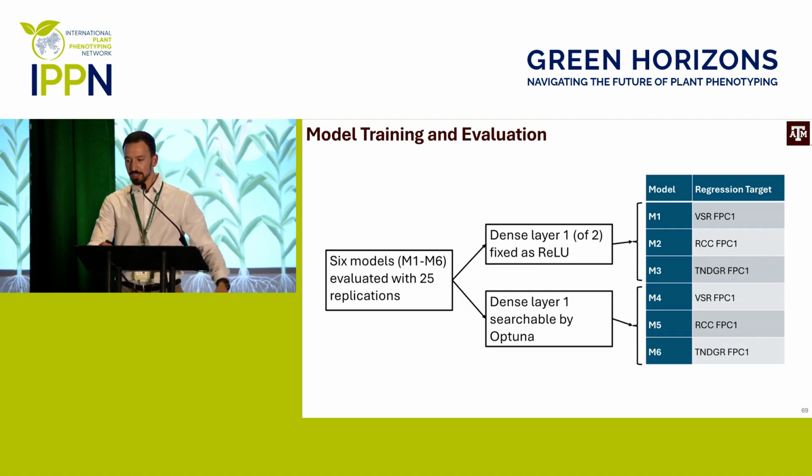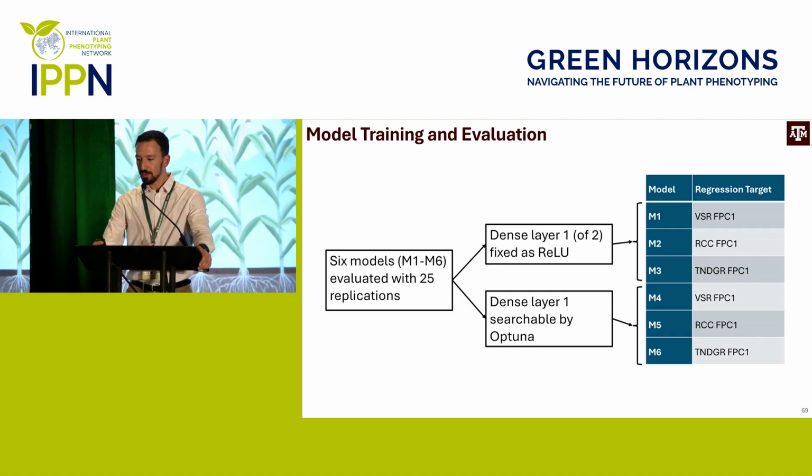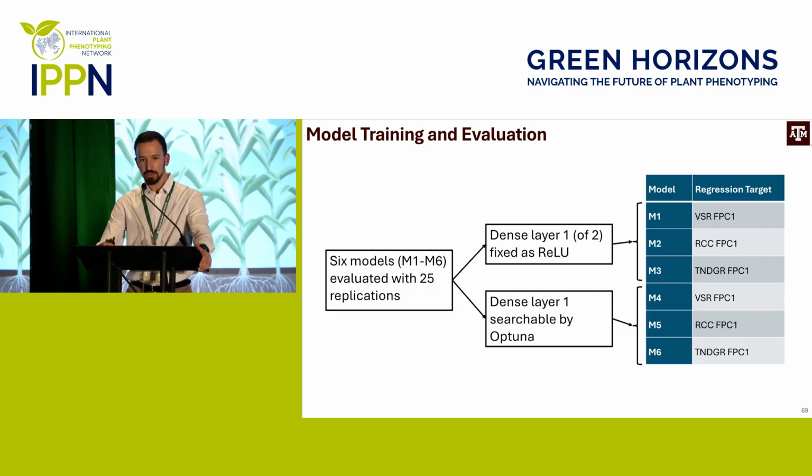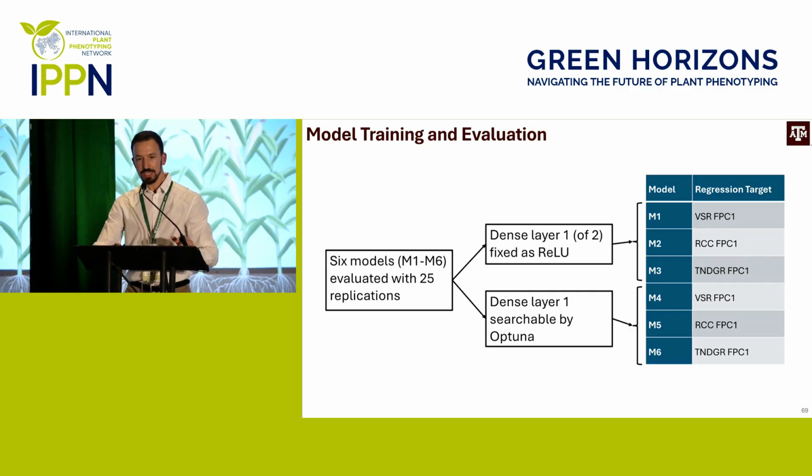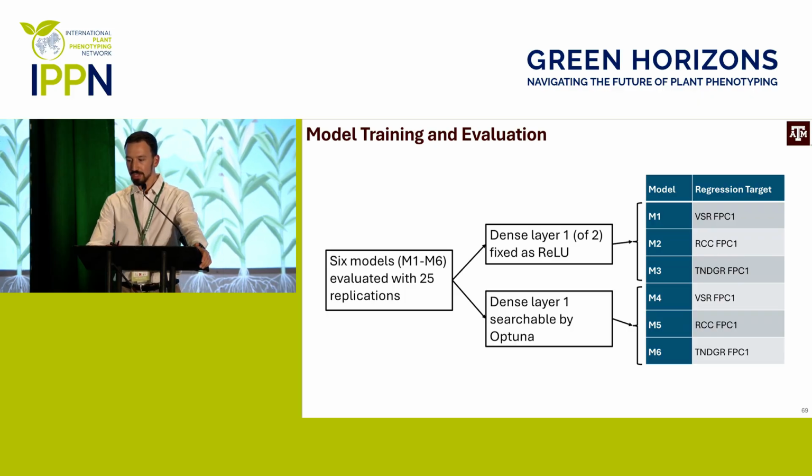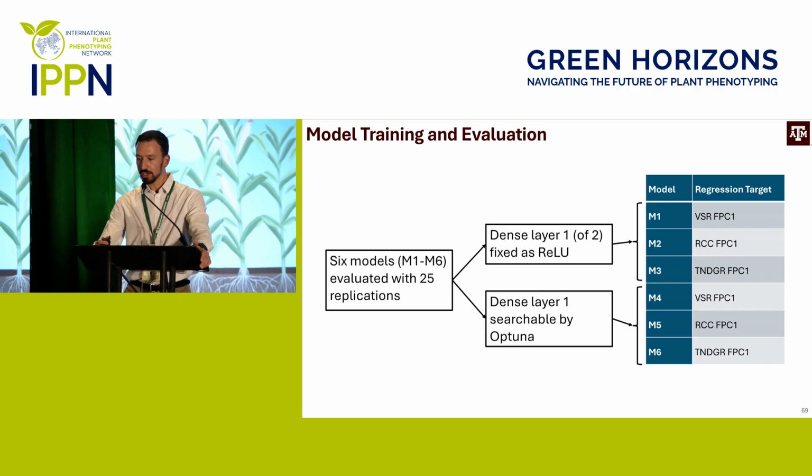So in total, I looked at 6 different models, and M1 through M3 are assigned to the visual senescence rating, RCC and TNDGR, and then M4 through M6 are just copies of that, but the difference is that I allowed the dense layer to be searchable by that hyperparameter optimization framework. And so the models are very similar, but I was just curious if the specification of the dense layer would affect the outcome.